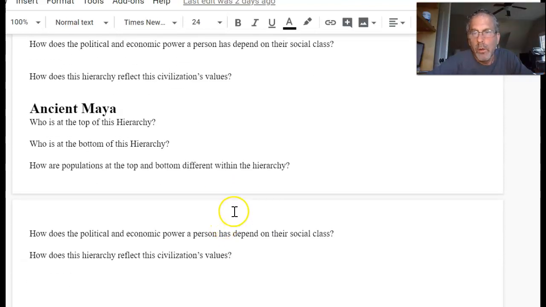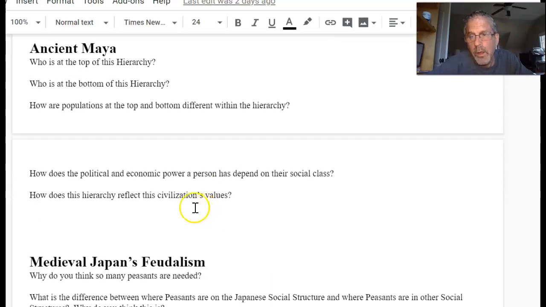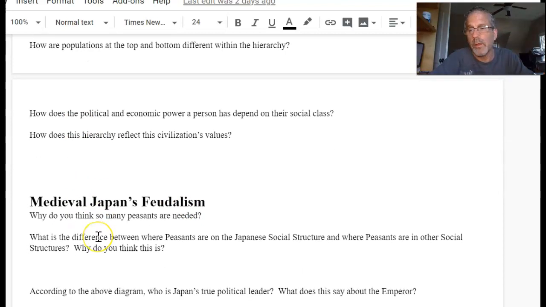Ancient Mayan. Who's at the top of this hierarchy? Who's at the bottom of this hierarchy? How are populations at the top and bottom different within the hierarchy? And how does the political and economic power a person has depend on their social class? And how does this hierarchy reflect this civilization's values? Now you're thinking of religion, you're thinking of trade, you're thinking of which one of those things is somebody more focused on in a society.